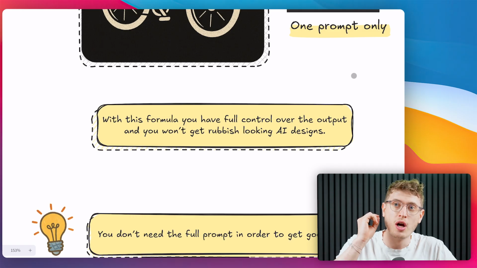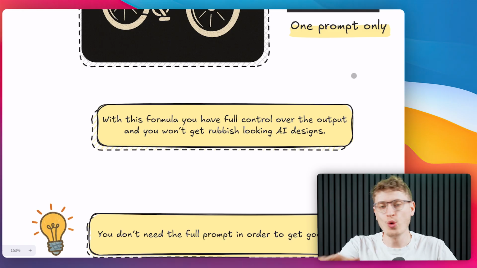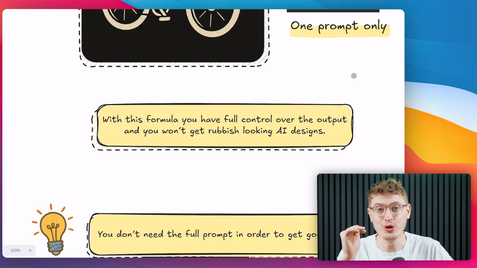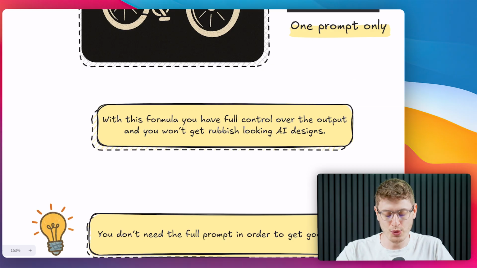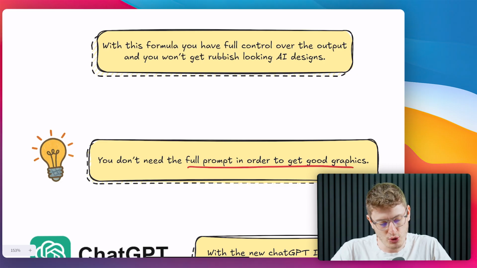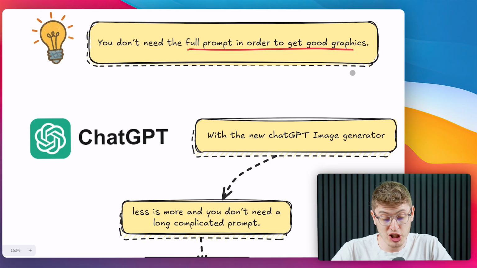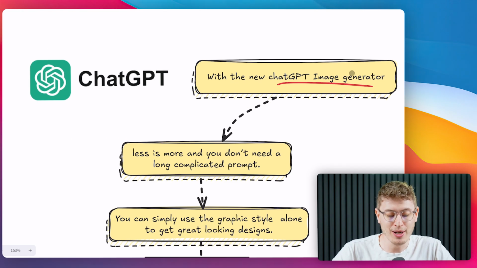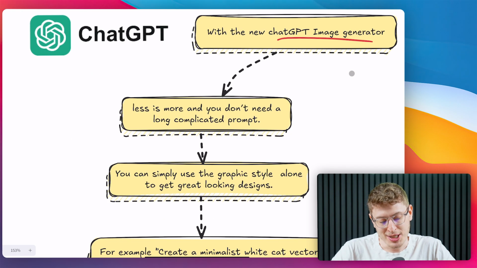So please, when you create designs using AI, don't just think all AI is good. Most of the time it's not good, and you've got to really, really be intentional with what you're asking for. You don't need the full prompt in order to get good graphics, by the way. With the new ChatGPT image generator, less is actually more, and you don't need a long, complicated prompt. You can simply use the graphic style alone to get great looking designs.